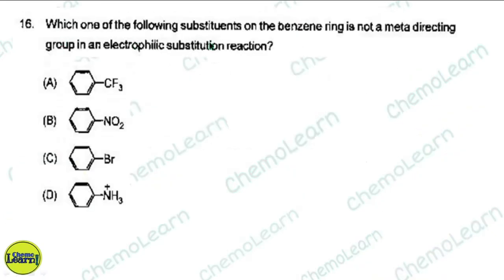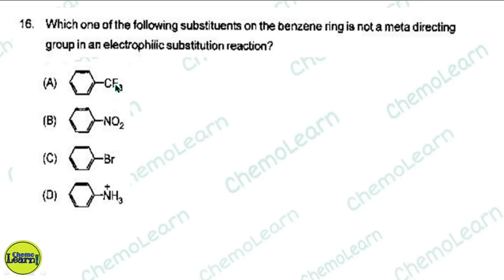Which one of the following substituents on the benzene ring is not a meta-directing group in an electrophilic substitution reaction? What is electrophilic substitution reaction? A substitution reaction where the attacking reagent is an electrophile. Electrophile means electron deficient species. So, obviously, it will attack that position which is electron rich.